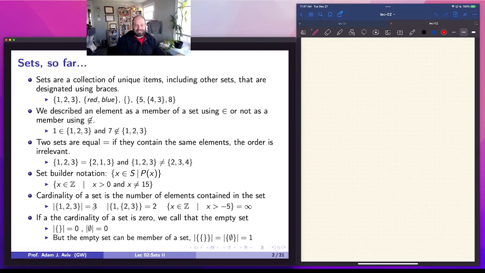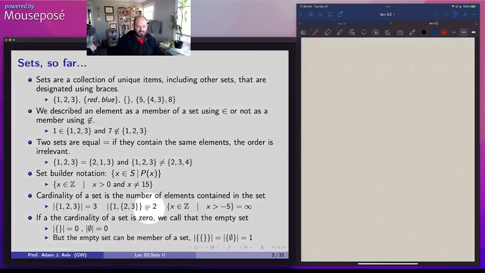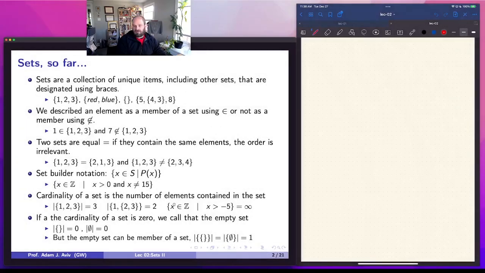Here's the cardinality. Finally, the cardinality of a set is the number of elements in the set. I'm missing a line here, I'll try and fix that before I post the slides. But this set is actually of size 2, because there are 2 elements: there's 1 and then the set 2, 3. So this whole 2, 3 is 1 element in the set. So that's where we get 2.